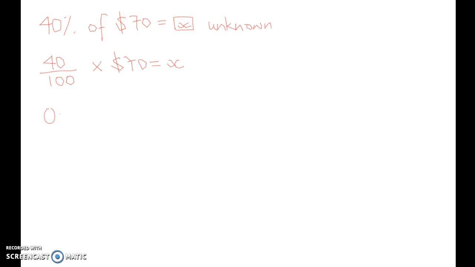Okay, so 40 over 100, if you pop that into your calculator, or you can move the decimal, it's also the same as 0.4 times 70. And you can pop this straight into your calculator if you don't believe me. It equals $28. So 40% of $70 is $28. And that's the first type of calculation that you'll come across. Some sort of percentage of another amount, and you'll have to work that out.